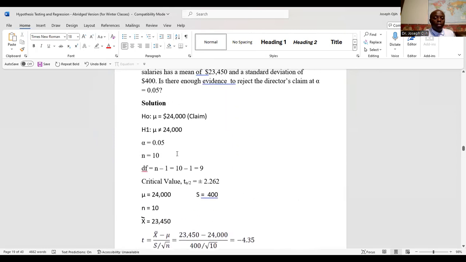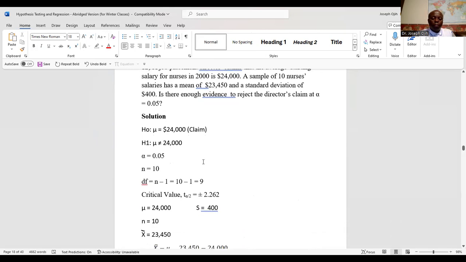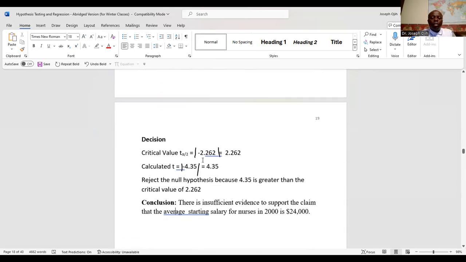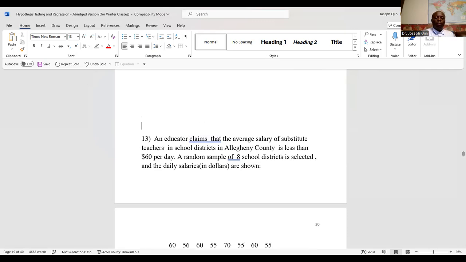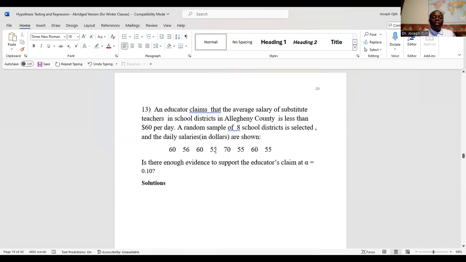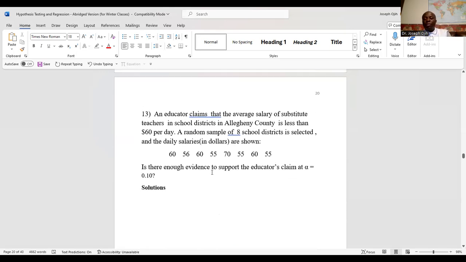Any question to this? No question. Okay, good, excellent. Now, sometimes you might be asked this in a different way. They might give you the numbers, but they will not give you the mean or the standard deviation. That means you have to calculate it by yourself.